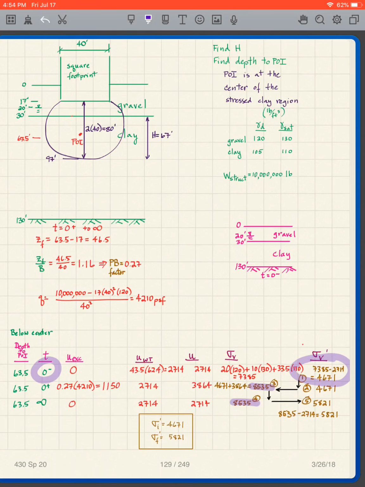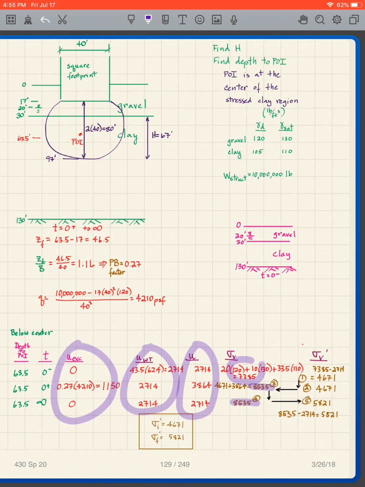Well, what do I know? So I do this in this order. I know that at t equals 0 minus, it's 4671. Well, at t equals 0 plus, without even doing any more calculations, I know that this has got to be 4671. So in other words, at this stage, what numbers do I have on my table? I got my UXS, we did that. Got my U water table, I did that. I got my U's, I did that. I got my sigma V, I've got my sigma V prime. Then I get this sigma V prime. What's the next number I'm going to get?